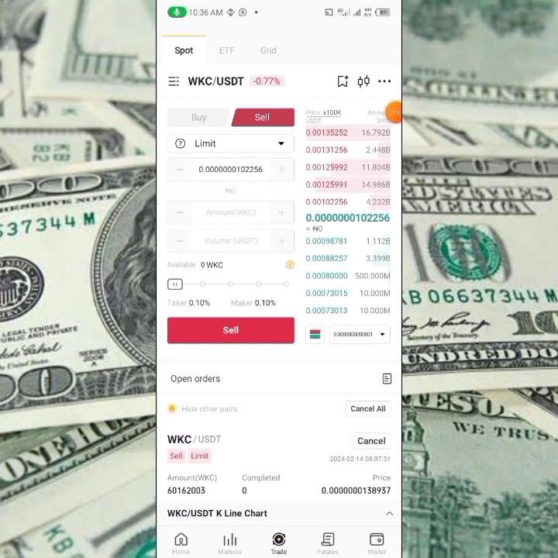Now, the two strategies here is that when you are buying, buy when the percentage of WKC coin has gone down to about minus 30 or minus 28. Then when you want to sell, you can sell when the price of WKC has gotten to about plus 38%. That's when you can make your profit.